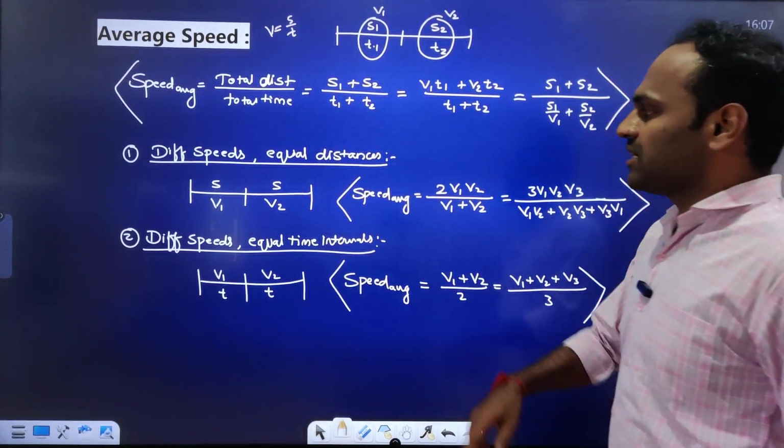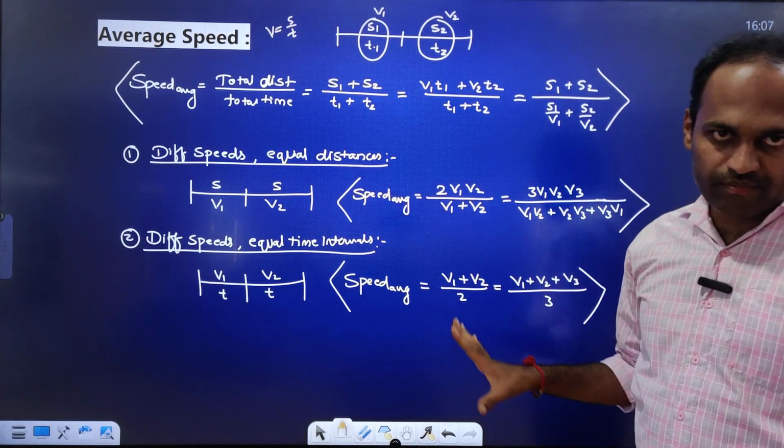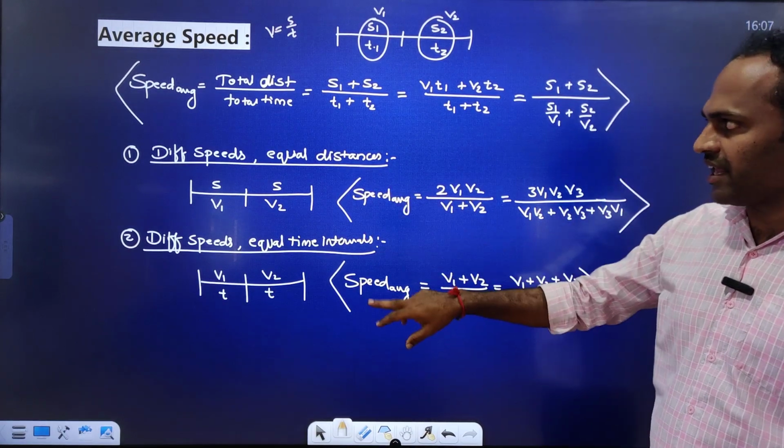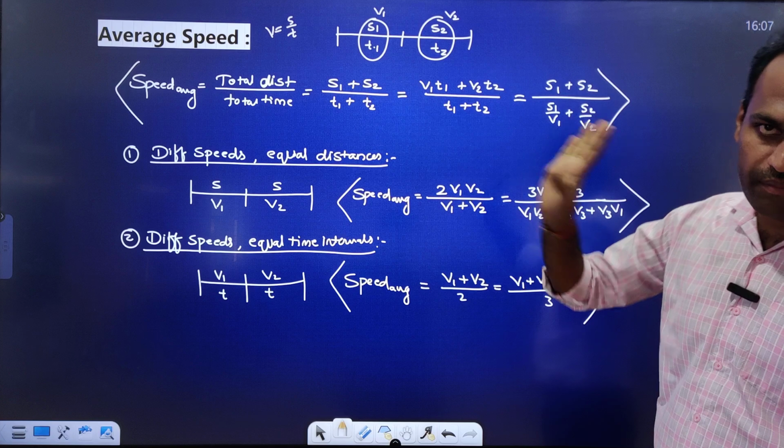So look, in case if these both cases are not there, the situation was not in the question given to us, you have to go back to the basic formula only.